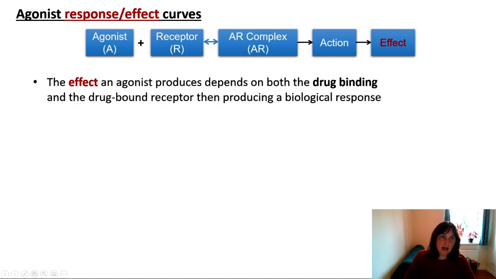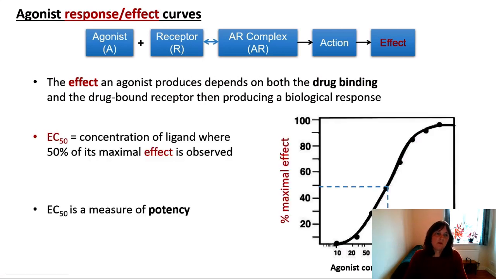The effect that any particular agonist produces is dependent on two things. Firstly, as we've discussed, it's dependent on the drug binding to the receptor in the first place, that's its affinity. But secondly, it's also dependent on that drug-receptor pair then causing a biological response. We can look at this graphically too. If we look at this graph, we're looking again at the agonist concentration on the x-axis, and on the y-axis we are looking at the effect from the system, so that might be bronchodilation.